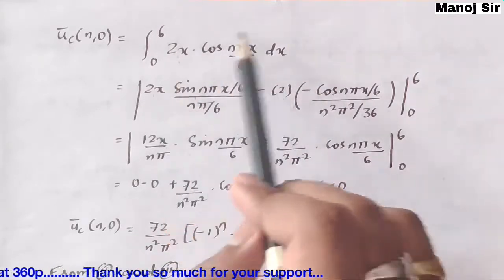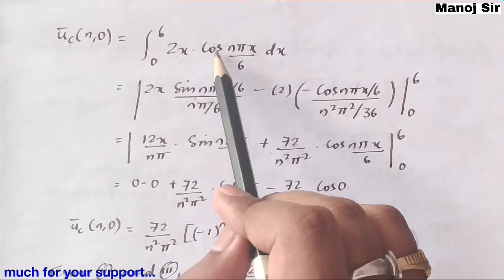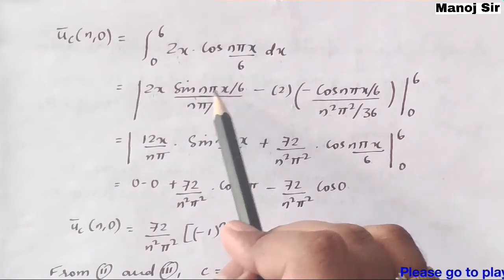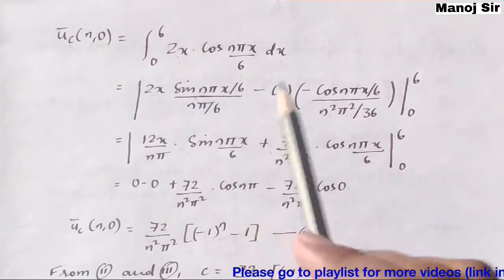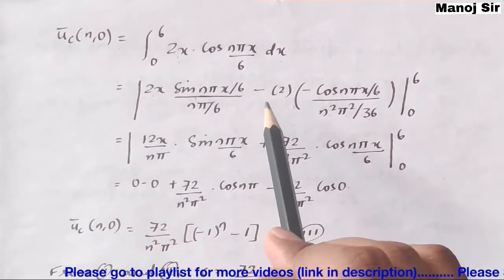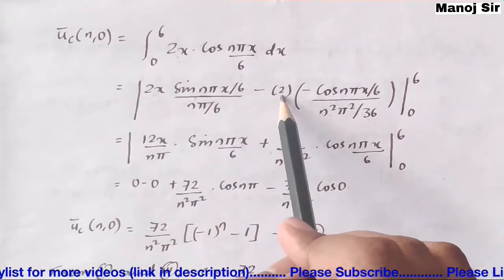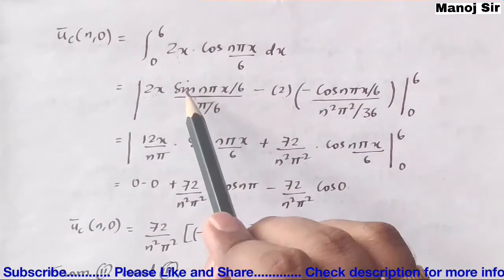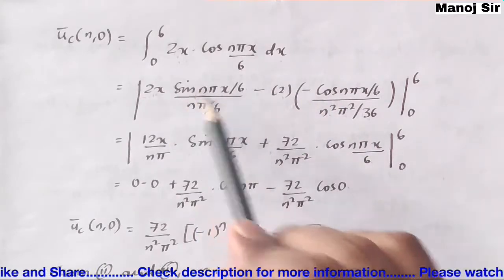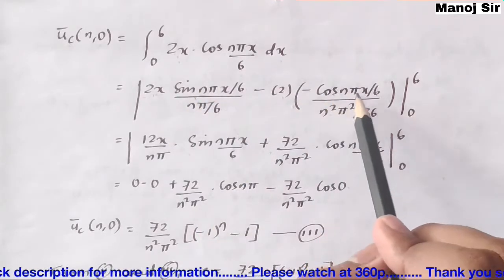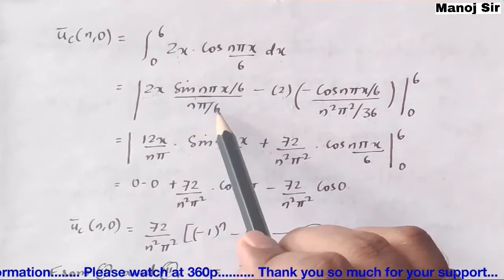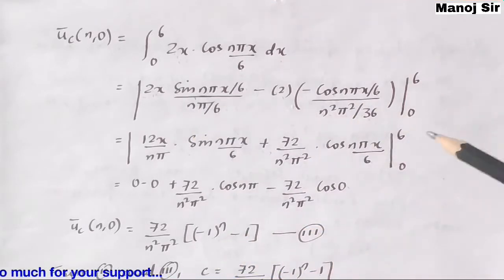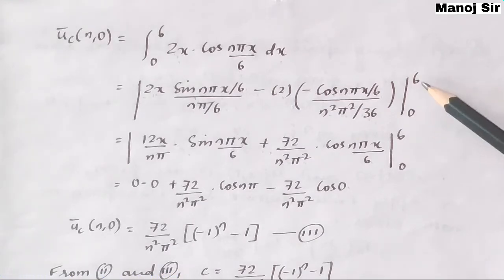So first function as it is, integration of second function: integration of cos will become sine. So sine(n pi x upon 6) upon the coefficient of x, that is n pi upon 6, in the denominator. First term positive, second term negative, that is differentiation of 2x, that is 2. And integration of sine is minus cos. So minus cos(n pi x upon 6) upon (n pi upon 6) whole square, that is n square pi square upon 36. Again the limit is from 0 to 6.